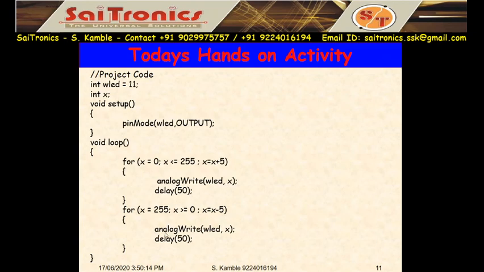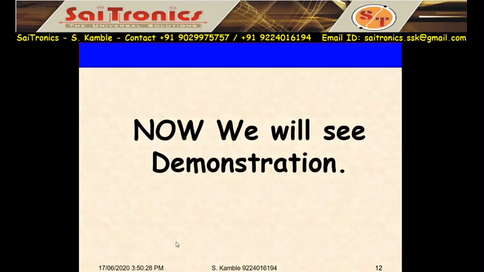So this is the program, analogWrite to the LED. analogWrite is used for PWM. This program is used to increase the brightness and then decrease the brightness. This part is for increasing the brightness, and this part is for decreasing the brightness. Okay, so now we'll see the demonstration.